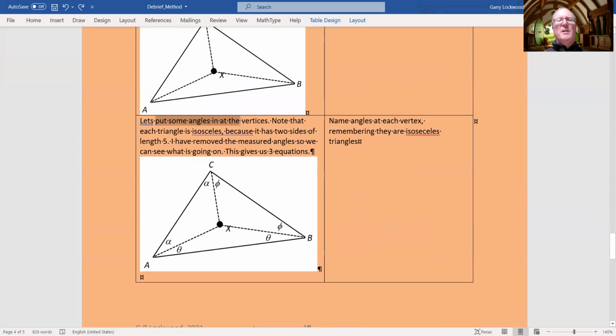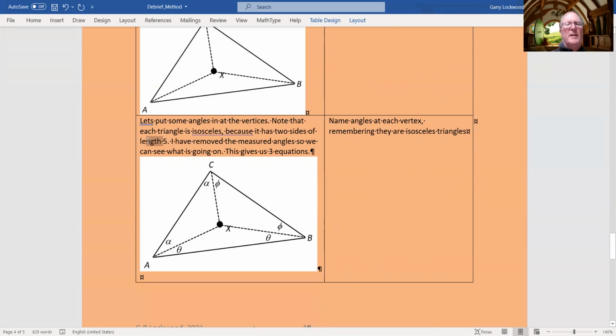Let's put some angles in at the vertices. Note that each triangle is isosceles because it's got 2 sides of length 5. That's how to spell isosceles. I just sort of threw this together. The first 2 examples I had already. This one I just did just before recording.